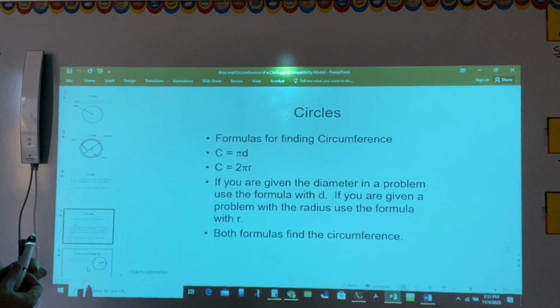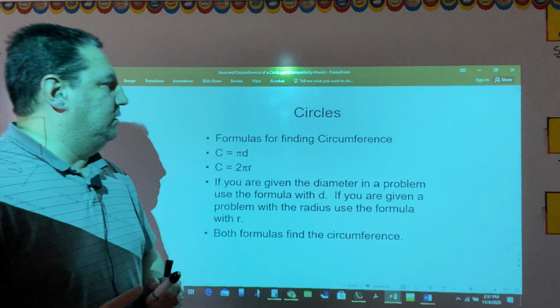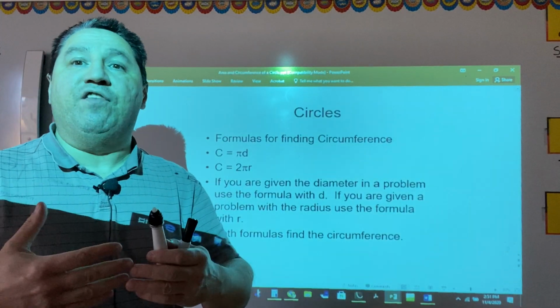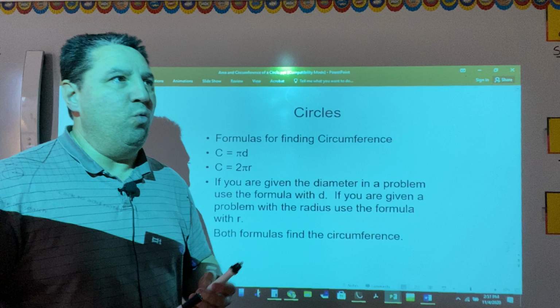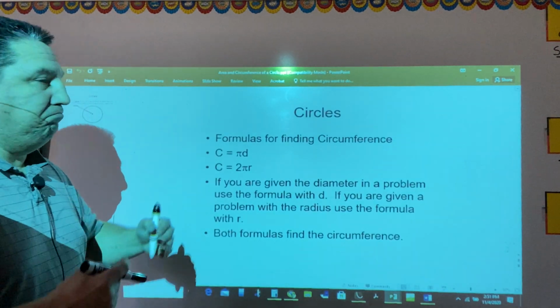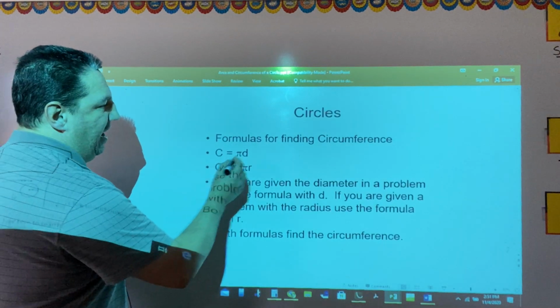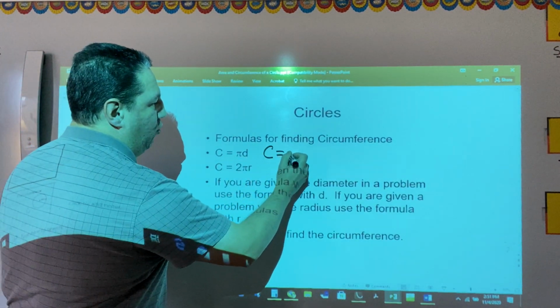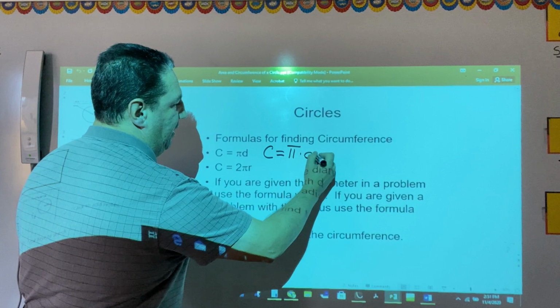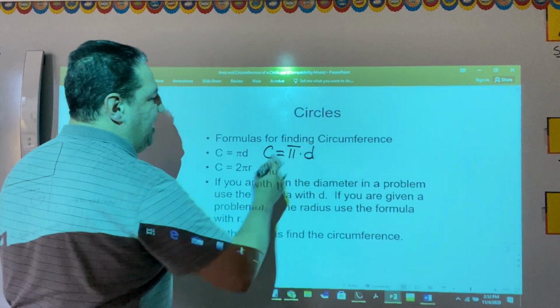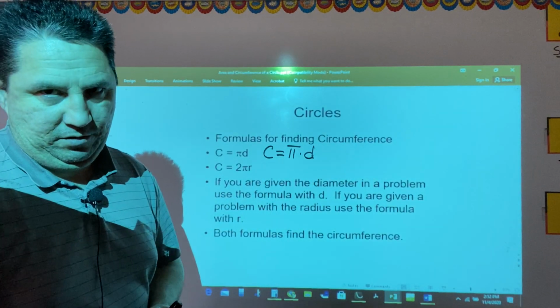Now, for the circumference of a circle, we have a formula which is given by C equals pi times D, where D is the diameter of the circle.